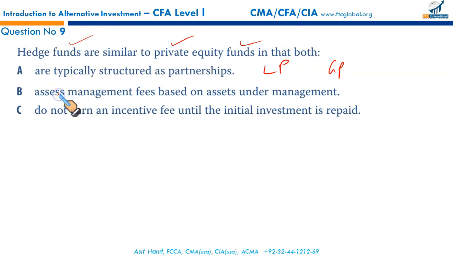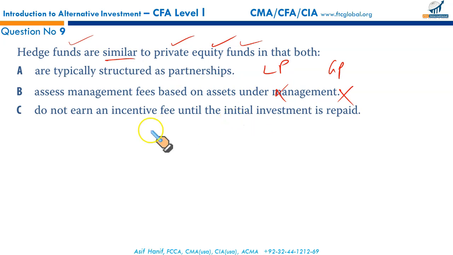Why not B? Because under B, hedge funds are similar to private equity funds in that both assess management fee based on assets under management. This is not true for both private equity and hedge funds. The management fee in a private equity fund is basically based on the committed capital, right? But for hedge funds, the fee is based on the assets under management, so they are not the same. They do not have the same characteristics with regard to the fee.